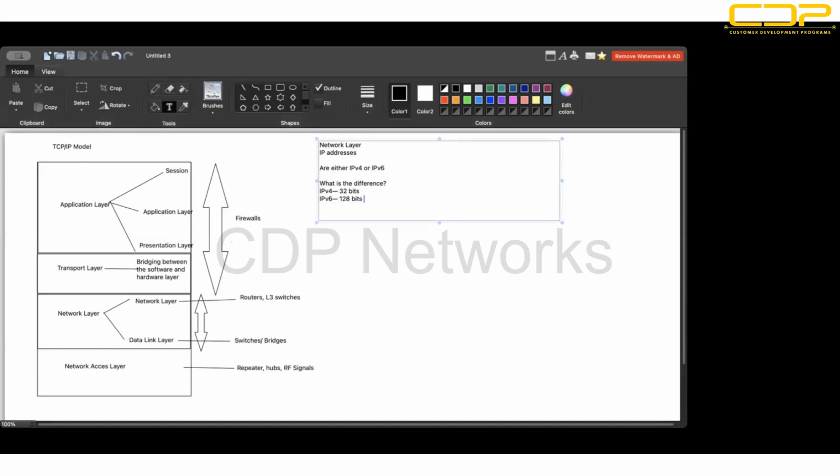IPv4 is in decimal, IPv6 is in hexadecimal. Okay. We use different notation types: decimal and hexadecimal. Anything else?